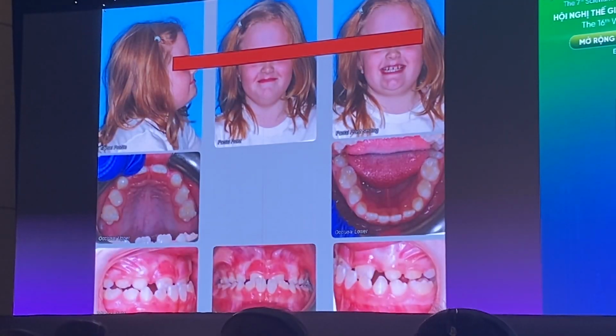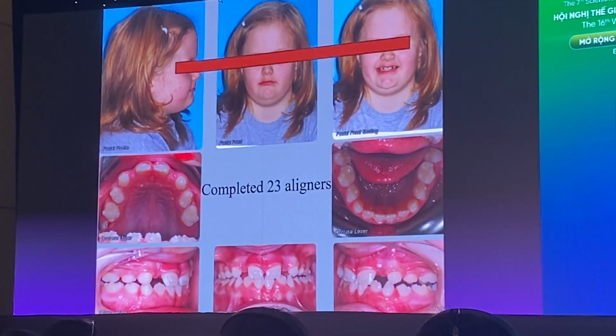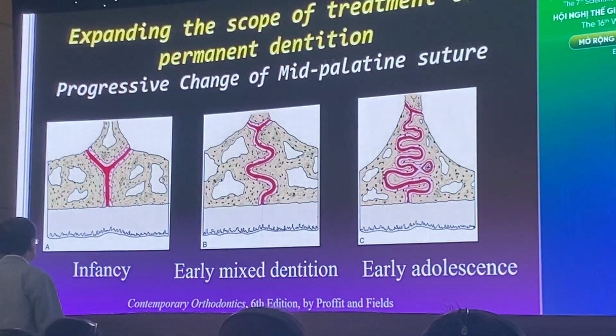So this is Patricia. It takes 23 aligners. So we jump the anterior crossbite, we open up the space for lateral incisors, and the posterior teeth obviously need a little bit of settling for that reason.